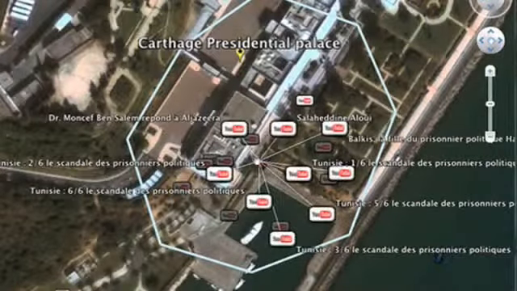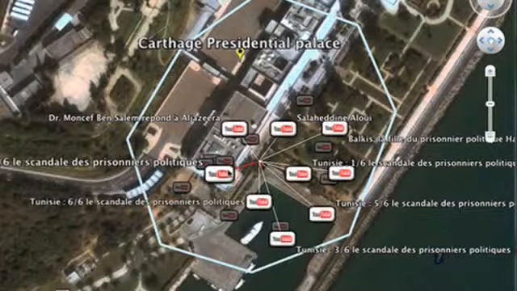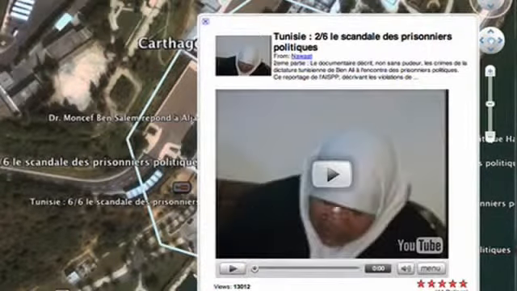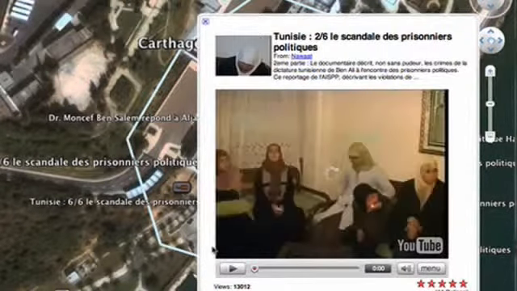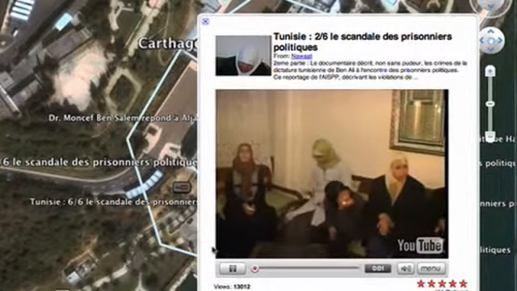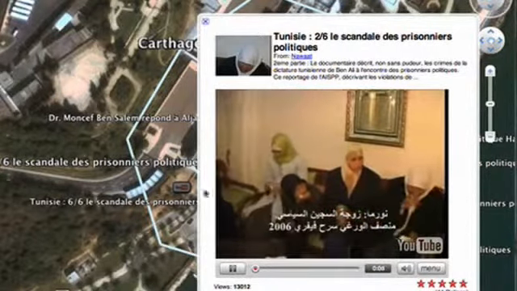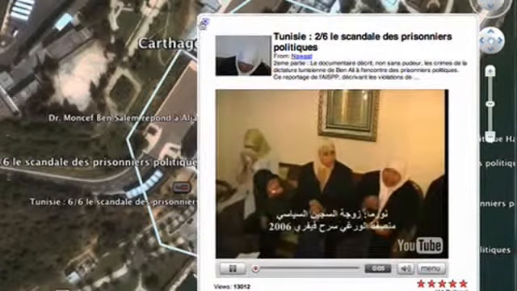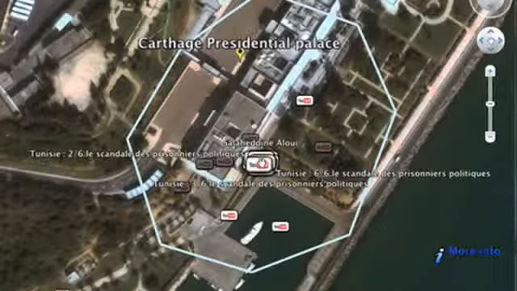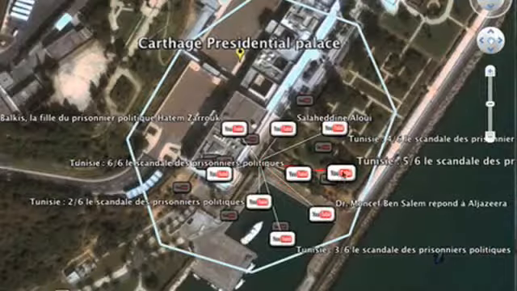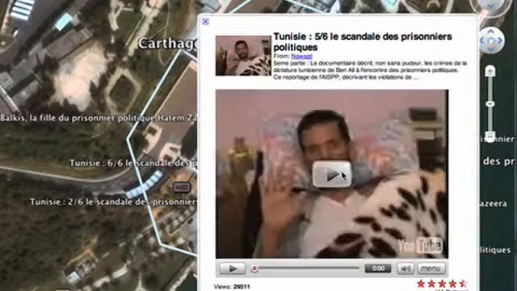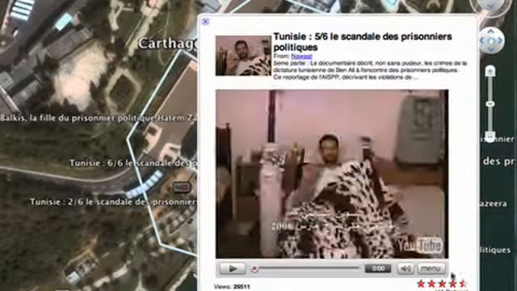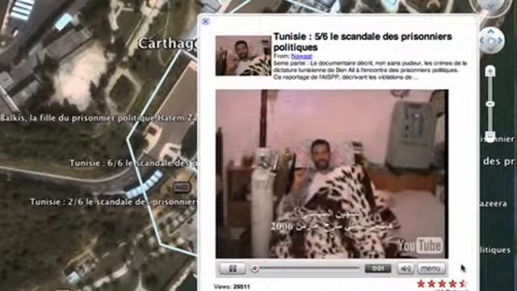So what the Tunisian activists did, they geotagged all the videos about human rights abuses in Tunisia by putting them around the Tunisian presidential palace in Carthage, in Tunis. So when you go to Google Earth and you go to Carthage presidential palace, you will find it surrounded by videos talking about human rights abuse in Tunisia.